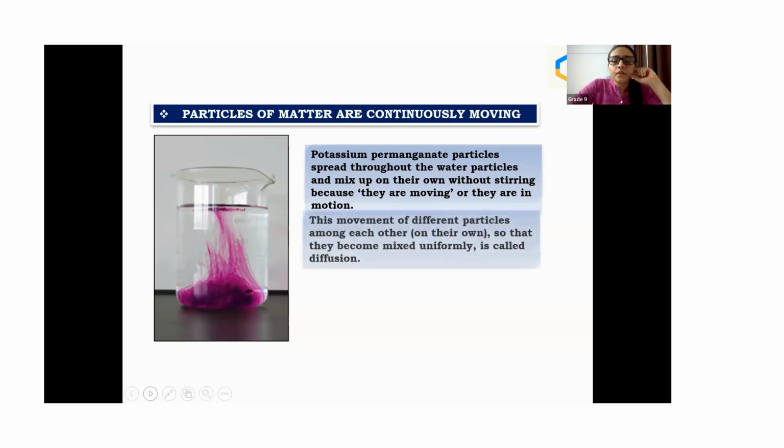Next one. The movement of different particles among each other so that they become mixed uniformly is called diffusion. So from this topic, diffusion questions can be asked. Do you know what is diffusion? If you have studied the chapter cell in biology, there was a different meaning of diffusion, but the other meaning is there in this chapter. But first tell me, what do you know about diffusion? It is intermixing of particles of two different types of matter. Yes, correct, it's a mixing of matter.